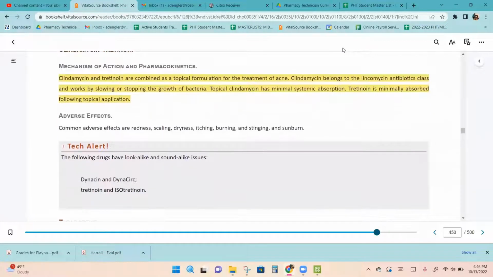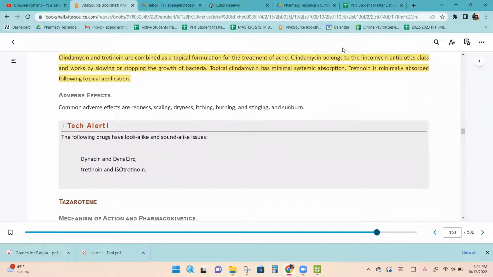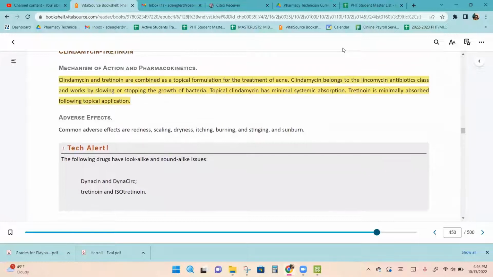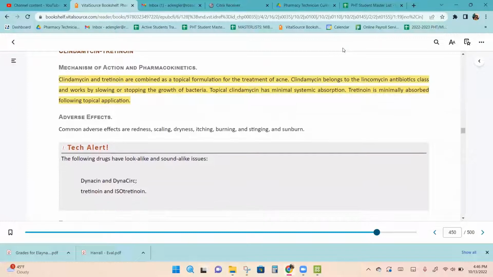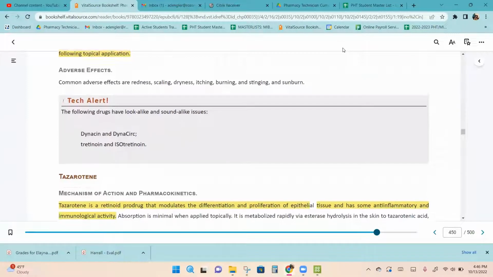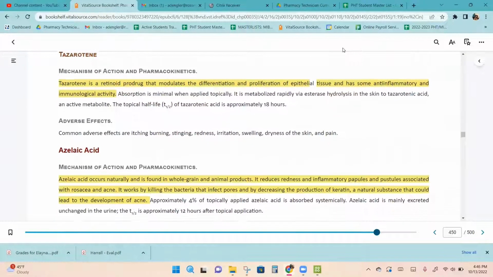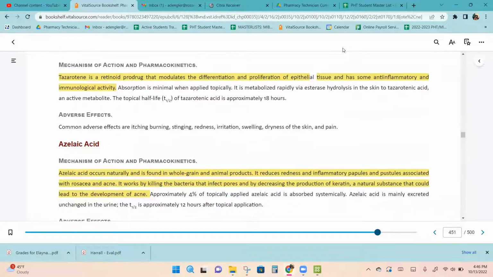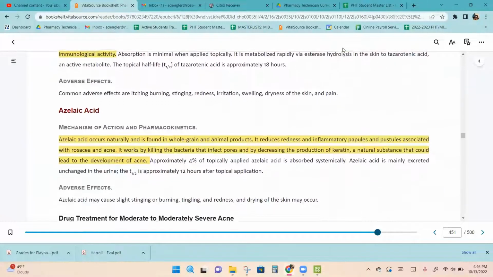Clindamycin and tretinoin are combined as a topical formulation for the treatment of acne. Clindamycin belongs to the lincomycin antibiotic class and works by slowing or stopping the growth of bacteria. Topical clindamycin has minimal systemic absorption. Tretinoin is minimally absorbed following topical application. Tazarotene is a retinoid prodrug that modulates the differentiation and proliferation of epithelial tissue and has some anti-inflammatory and immunological activity.